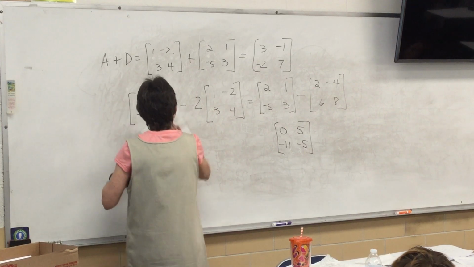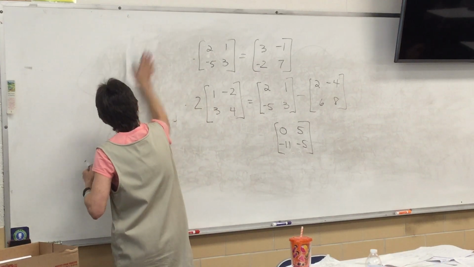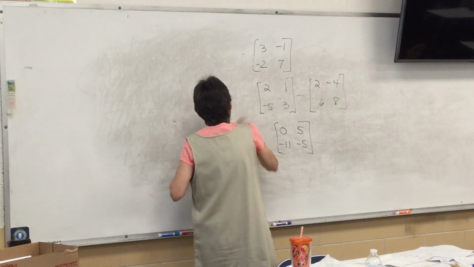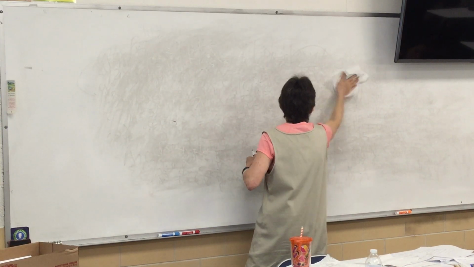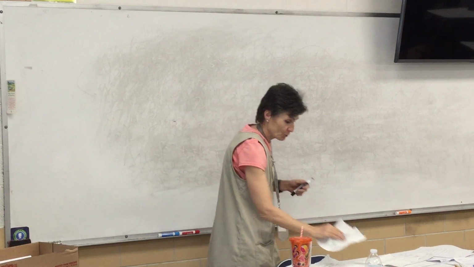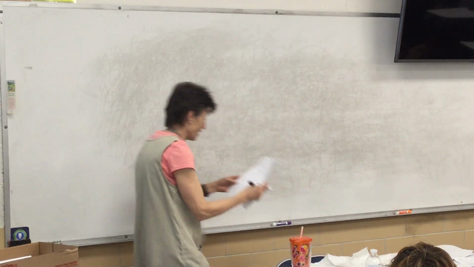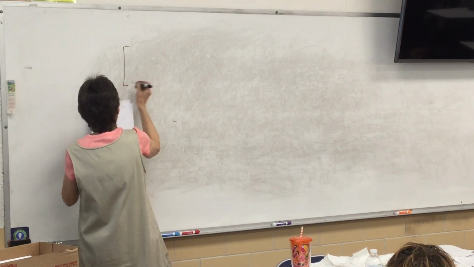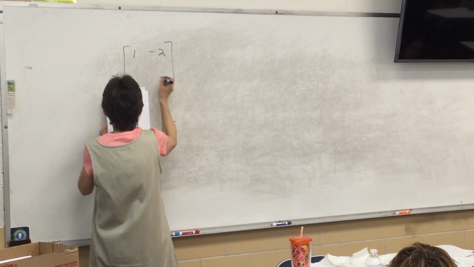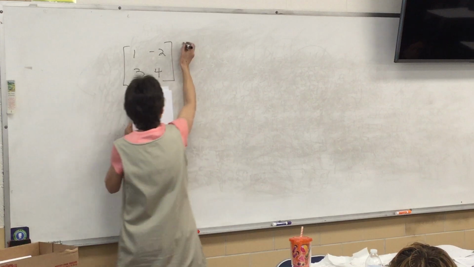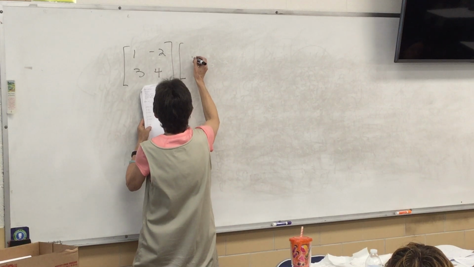All right, get ready to have some fun, because now we're going to multiply. And the rules for multiplication are different than the rules for addition. Remember, to add matrices, they have to be the same size. To multiply them, here's what has to happen.